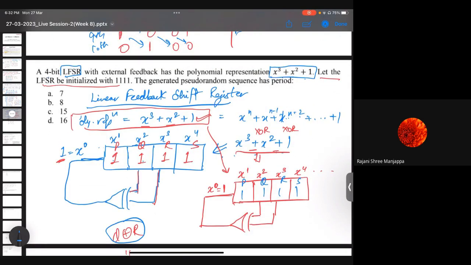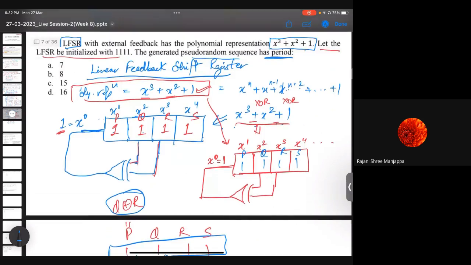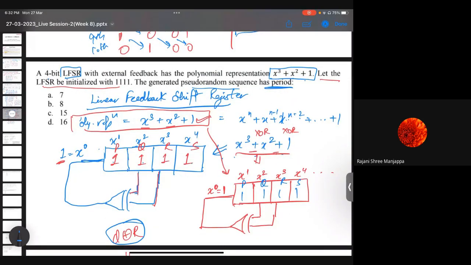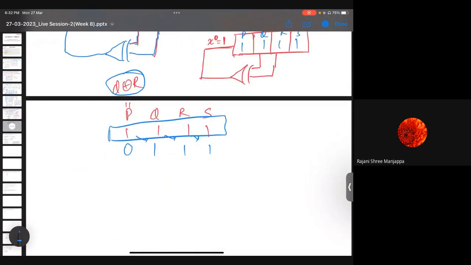So let me ask you the question. It says the generated pseudo random sequence has a period. Period means when will this 1, 1, 1, 1 arrive again. So the period will be the number of clock cycles after which the state becomes the same again. You can solve it and tell me how many clock cycles it takes to cover the whole sequence. The options are 7, 8, 15, 16. I can give you 2 minutes. Will you be able to do it? Yes, sir. Take your time.